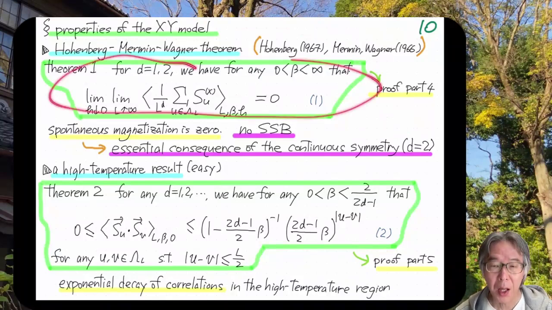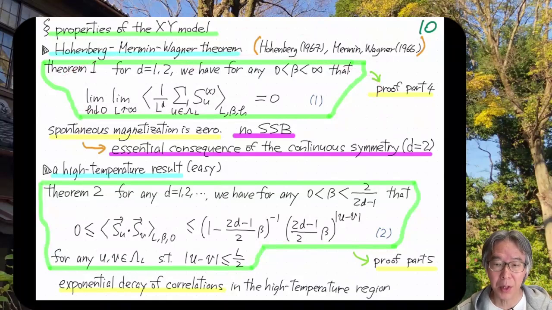This is a statement, and it applies to models in dimensions 1 or 2 and at any temperature. And it says that this double limit is 0. What is this? Well, here you have the magnetization, spin in the x direction, and you sum over it. So this is the total magnetization in the x direction. You divide by the number of sites. So this is the magnetization density in the x direction.